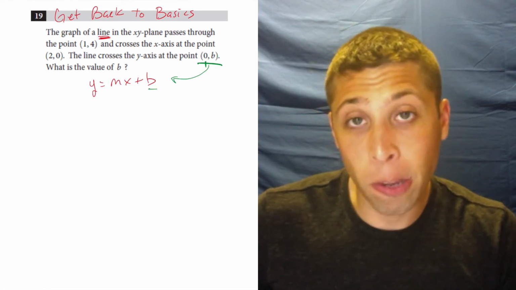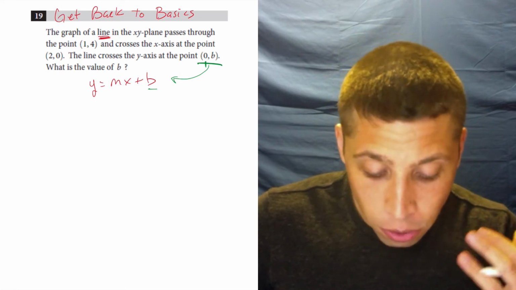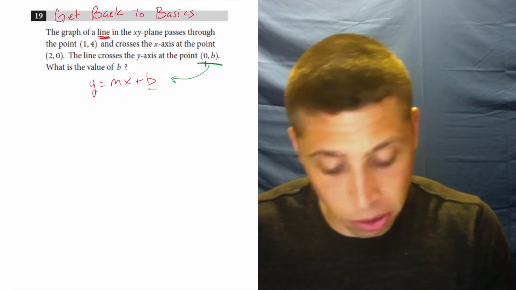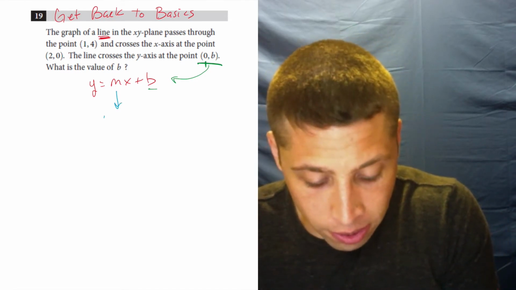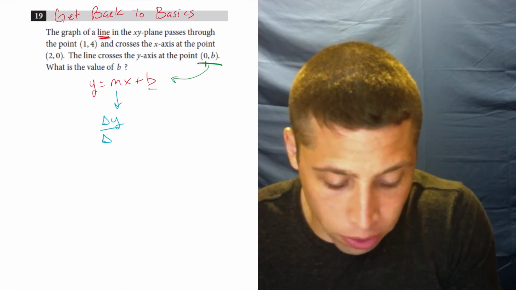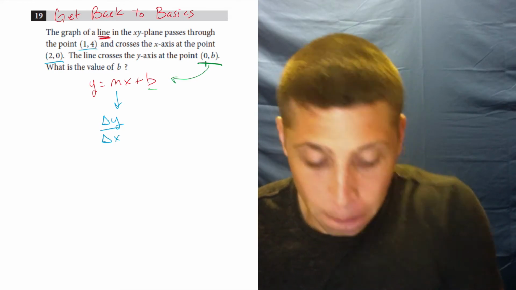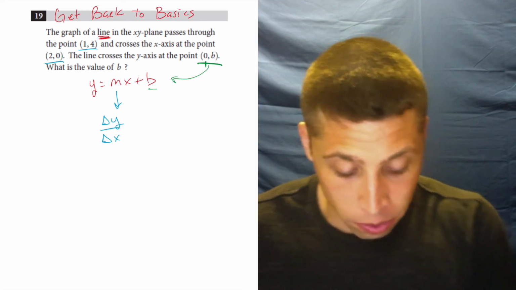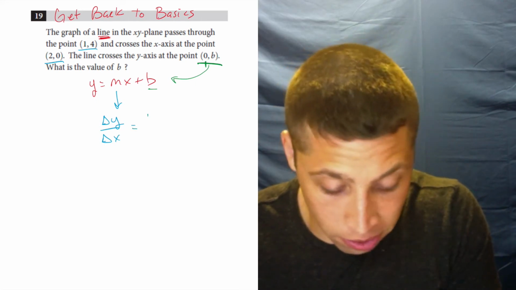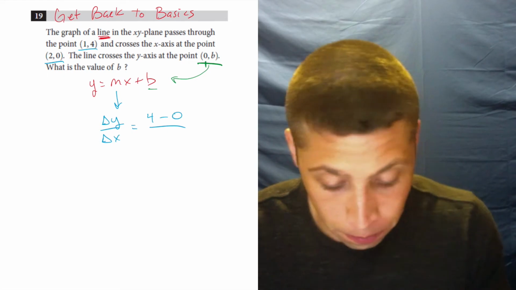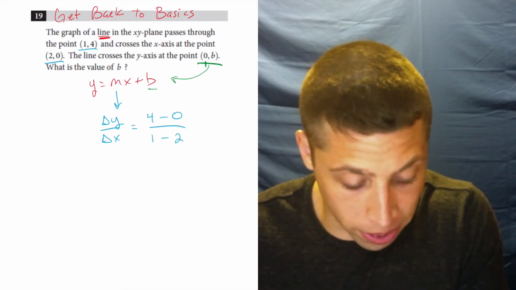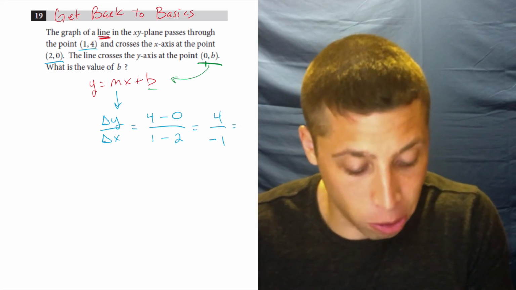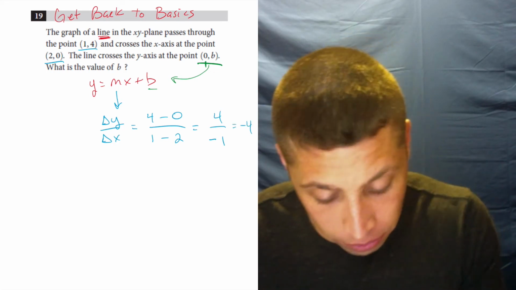Now we need to get the slope and we need to get a point. Well, we have points, but we can also use those points to get the slope, right? Because the slope of a line is the change in y over the change in x. And if I know two points that it goes through, I can find the slope. So I'm going to use the y's, so that's 4 minus 0. And then I have to be consistent, 1 minus 2. So that's 4 over negative 1. So my slope is negative 4. That can go in for m now.